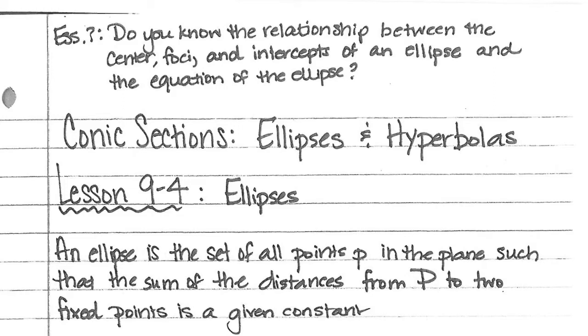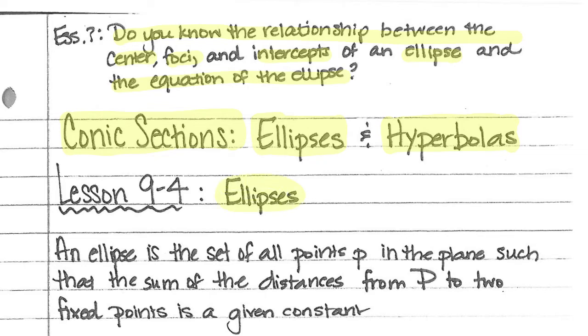All right, we're working with ellipses and hyperbolas, and these are more conic sections. Again, on the TI, if you hit the apps and go down to conics, you will see all of them: parabolas, circles, and now you're also going to notice ellipses and hyperbolas, which are very similar looking in the equation, but very different in the graph. Do you know the relationship between the center, the foci, the intercepts of an ellipse, and the equation of an ellipse? We're going to start with ellipses.